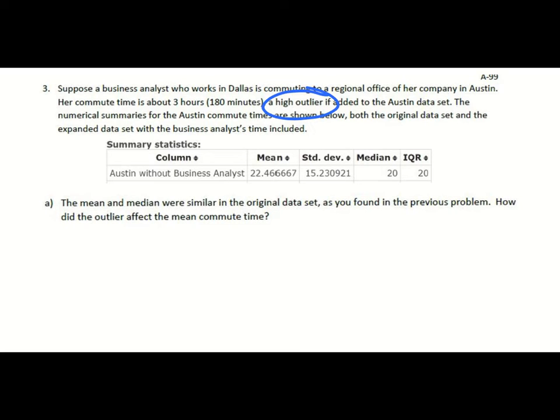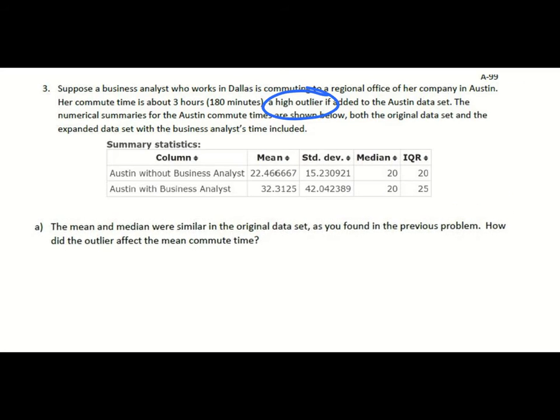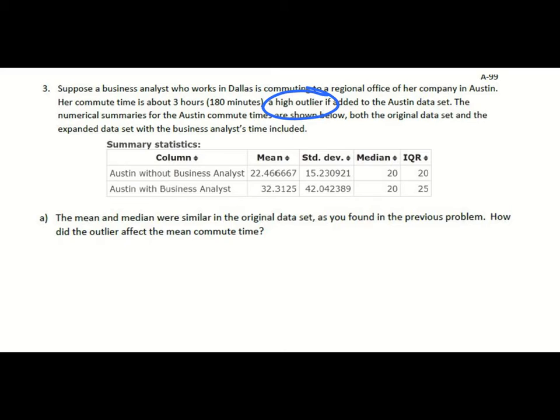Okay, so I want to know the mean and the median were similar in the original data set you found. They want to know how the outlier affected the mean commute time. It would help if you could see it. Without the business analyst, here is your mean and your median, and you'll notice they are pretty close together. The closer together your mean and median are, the more symmetric your graph is.